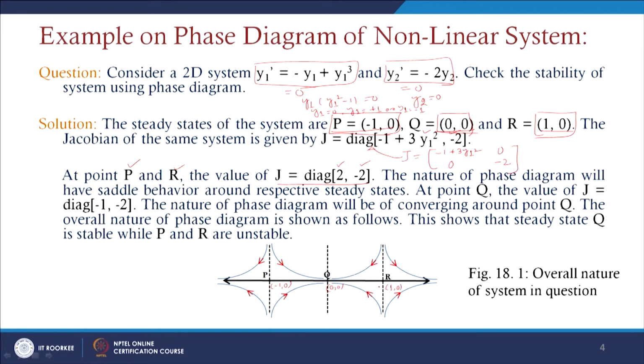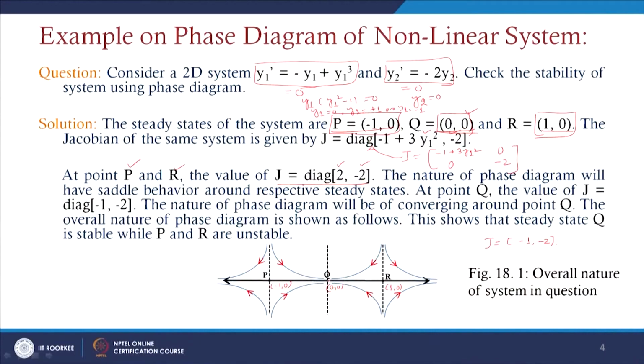And if you analyze the behavior of this phase diagram at the point q, which is (0, 0), and put the 0 0 values into the Jacobian, we get the Jacobian entries as minus 1 and minus 2. Both these values are negative. This means the diagonal entries are negative, so the eigenvalues are negative. So the phase diagram converges towards the point q, since both eigenvalues are negative.